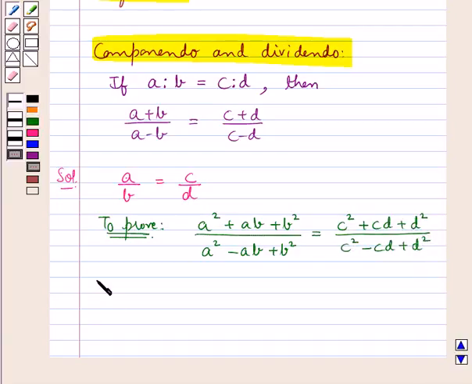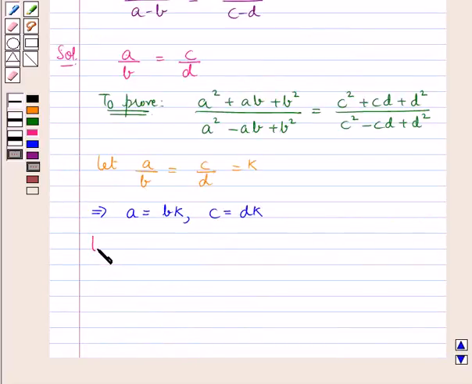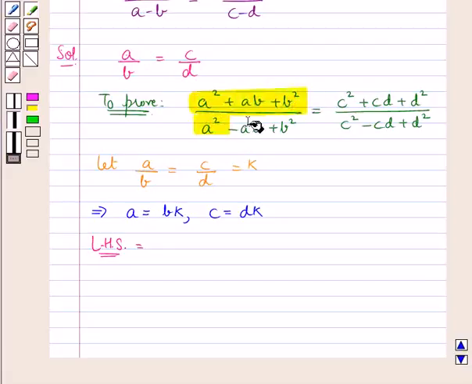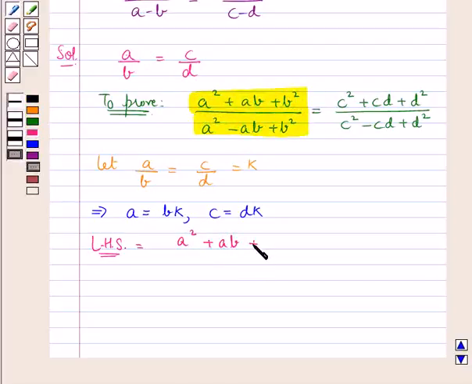Now first of all we take let A upon B equal to C upon D be equal to K. This means that A would be equal to BK and C would be equal to DK. Let us now consider the LHS, that is this A square plus AB plus B square, this whole upon A square minus AB plus B square.